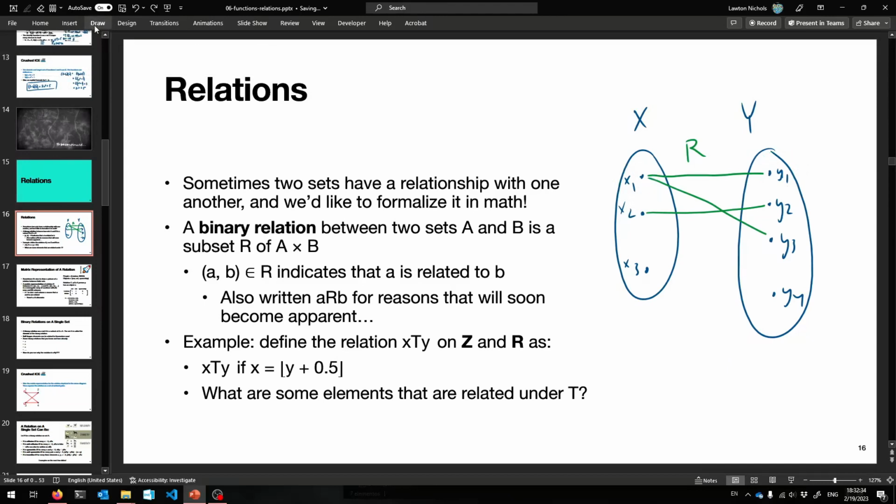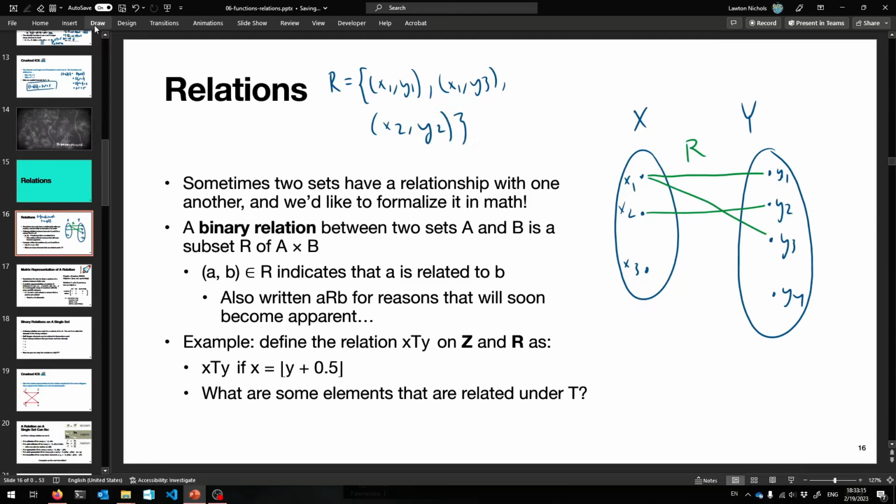And so again, it's a subset of A cross B, or x cross y in this case. So you can define it this way. It's just a set of ordered pairs. The relation R is equal to the set of all things that are related. So A comma B is in R if A is related to B. So x1 comma y1 is in R, because there's a line going between them. x1, y3, similarly, is also in R. x1 is related to y3 under this relation. And then x2 and y2 are also related. And those are my 3 elements in the relation.